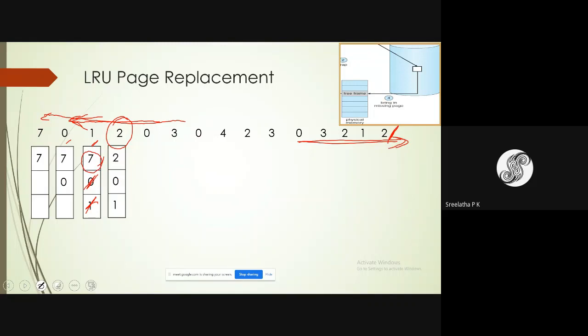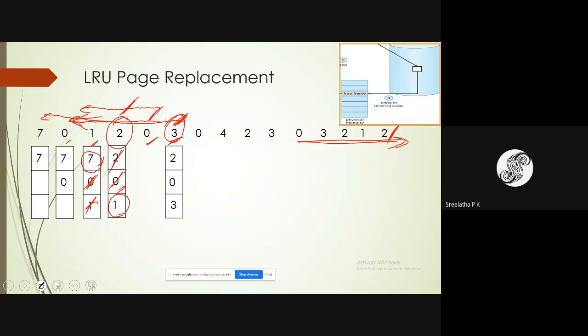Next, 0 is required, page 0 is there. Page 3 is required, it is a page fault. So observe the strings which were used recently. All those instructions are over. So 0 was recently used, block it. 2 was recently used, block it. Next, page 1 will be selected as the victim page, and that is replaced by 3.